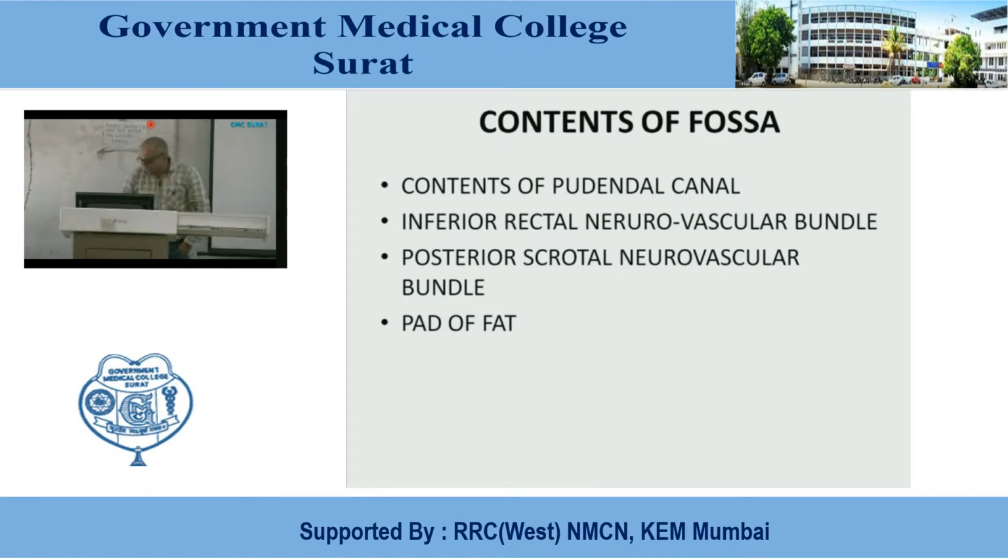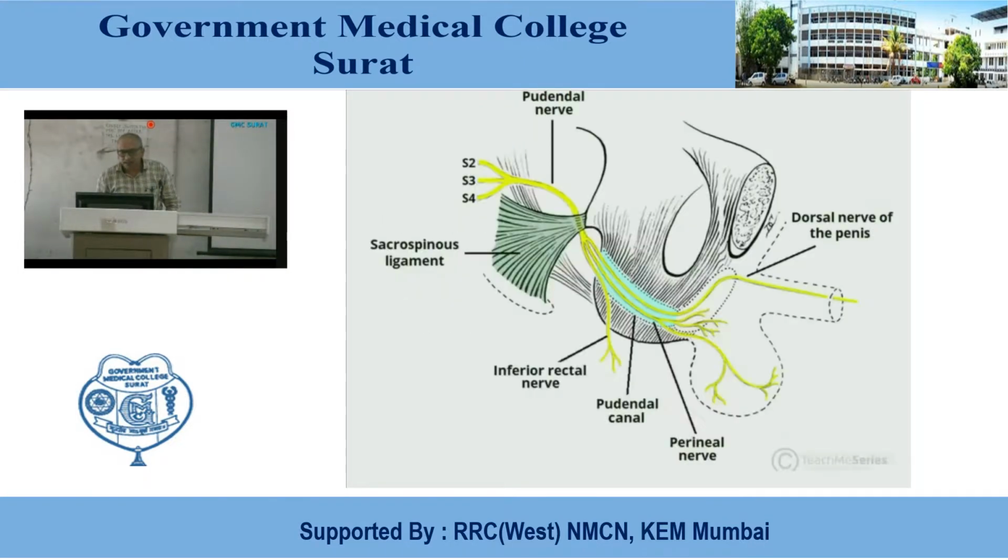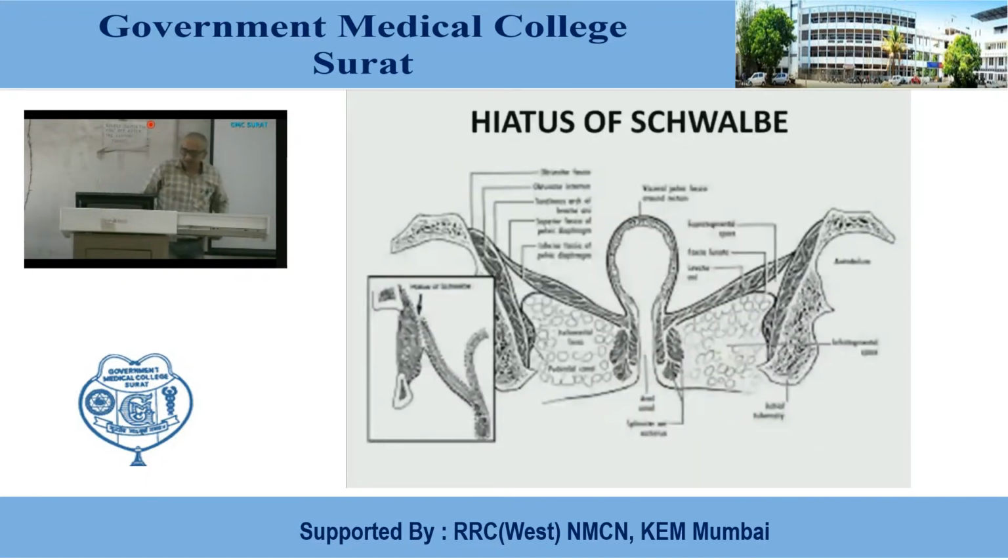Now proceeding towards the end, that is the applied aspect related with this region. First is the hiatus of Schwab. Now what is the hiatus of Schwab? So here, this is the pelvic diaphragm. It is formed largely by the levator ani muscle, and the levator ani muscle makes origin from the internal aspect of the pelvis. Here one can see that it arises from here.